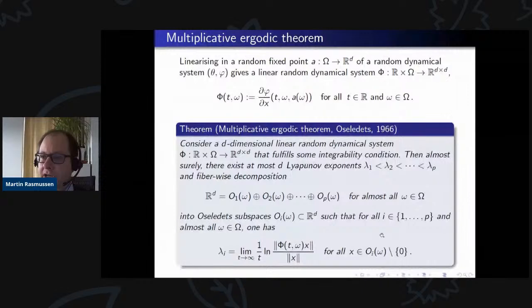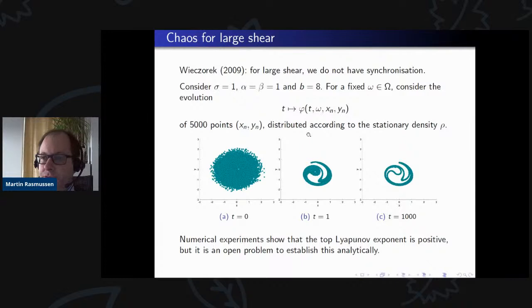Okay, so let's now look at the situation when we have large shear. This was first studied by Sebastian Wieczorek in 2009. He observed that when you have large shear, you do not have this phenomenon of synchronization. In particular, we do the same as before: we start with initial conditions distributed according to the stationary density, but now we change the shear parameter to 8, which was 0 before, and we do the same experiment. But now we see we do not have synchronization.